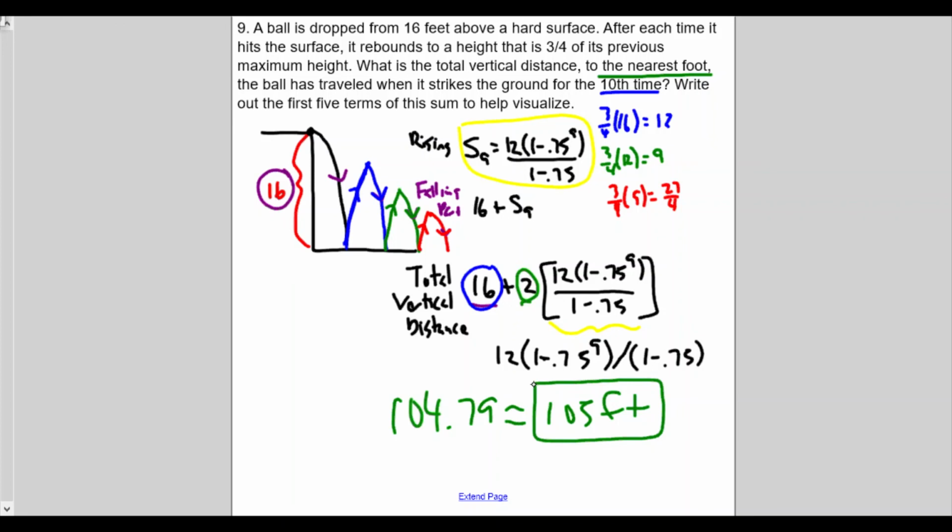So our strategy was to figure out all the heights, the sum of the heights going upwards, then find the sum of the heights going downwards, and we noticed that the sum of the heights going upwards and downwards were exactly the same, except for that initial fall of 16. So we just doubled the sum for the traveling upwards, and then added 16.